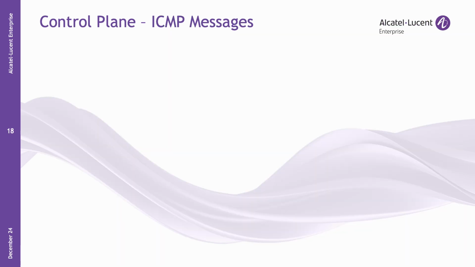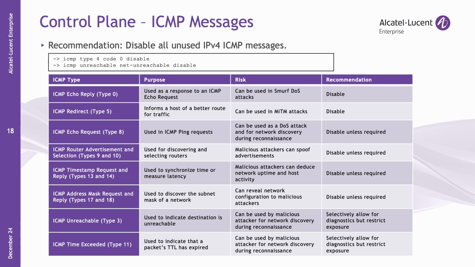ICMP introduces various security risks, such as man-in-the-middle attacks and DOS attacks. That's why it's recommended to disable unused messages and selectively allow others. The user should be aware of the risks of enabling ICMP messages. ICMP messages are identified by type and code. This number pair specifies an ICMP message. For example, ICMP type 4, code 0 specifies the source quench ICMP message.